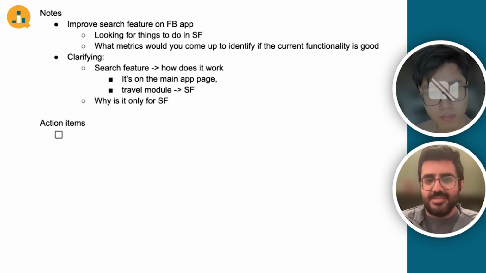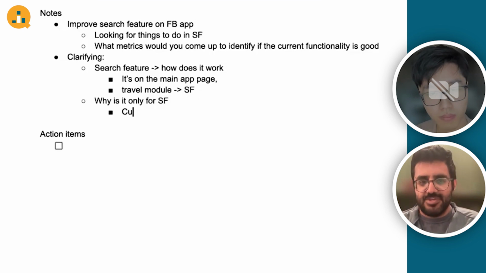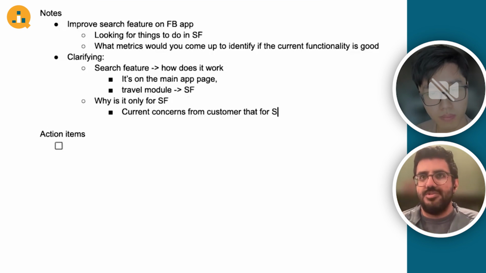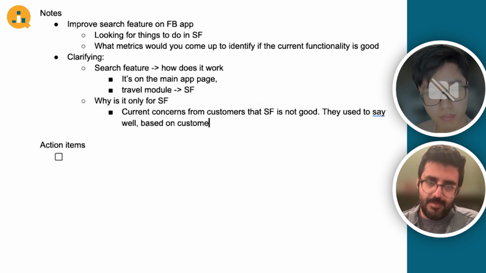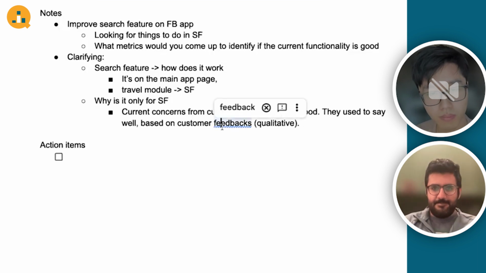And then why is it only for San Francisco? I think you can imagine there's some current concern about the search results from San Francisco. Qualitatively, we're getting feedback from customers that it's not working well for them. They used to find the results worked well, but now they don't. So in this example, you can imagine it's customer feedback. Okay, based on customer feedback. Yeah, so qualitative, but not quantitative. Okay, sounds good. Thanks for all the contextual updates.